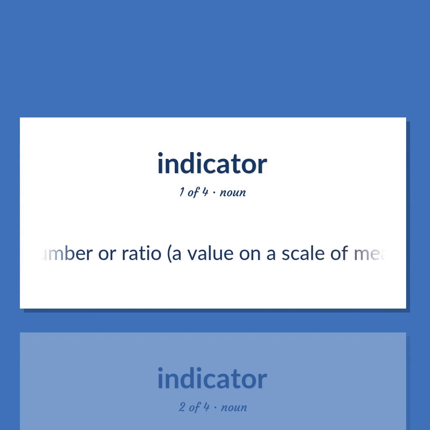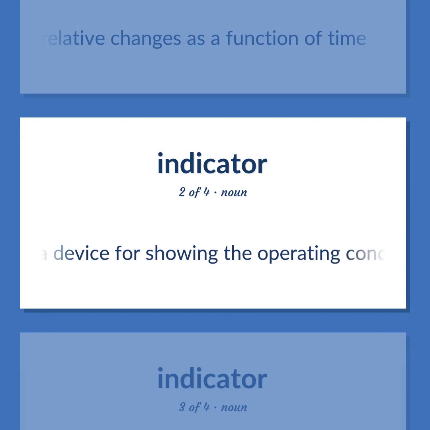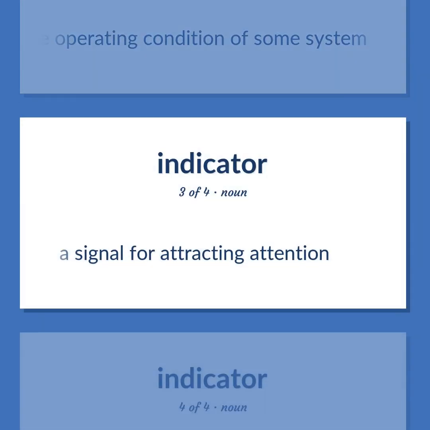A number or ratio, a value on a scale of measurement, derived from a series of observed facts, can reveal relative changes as a function of time. A device for showing the operating condition of some system. A signal for attracting attention.